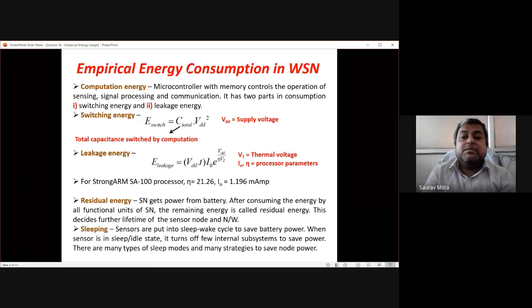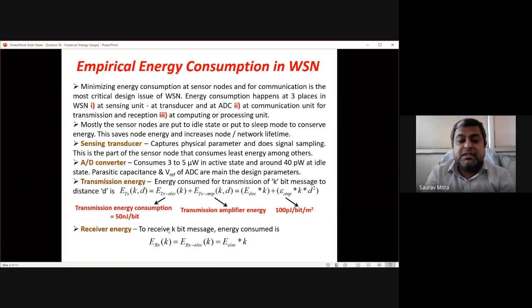Let's see what is meant by computational energy. The previous parts were for transmission energy and receiver energy. So we have seen the first part, the sensing unit: sensing transducer and AD. The second part is the communication unit energy usage, transmission and receiver energy. Now we come to the third part, the computing or processing unit.